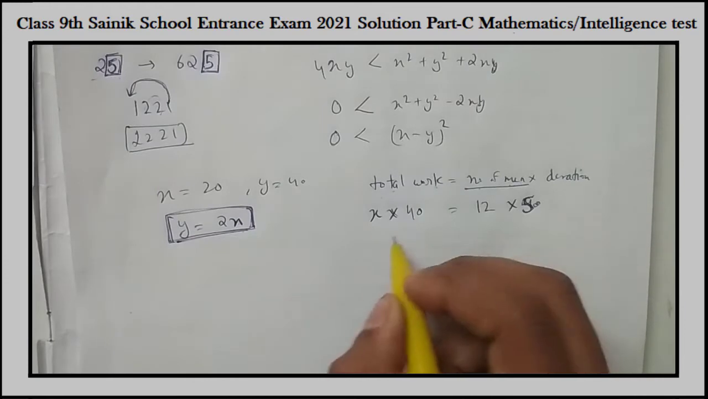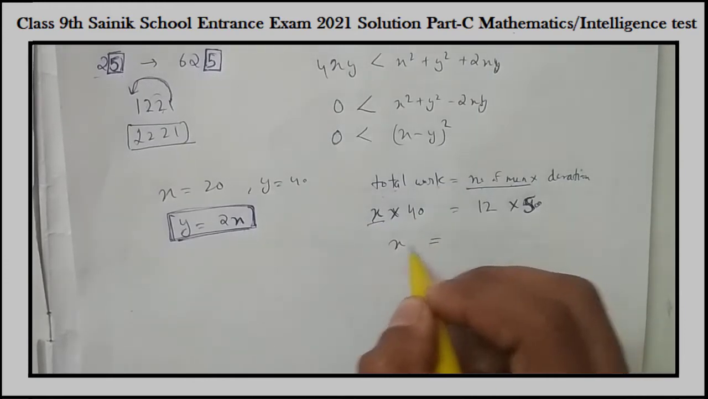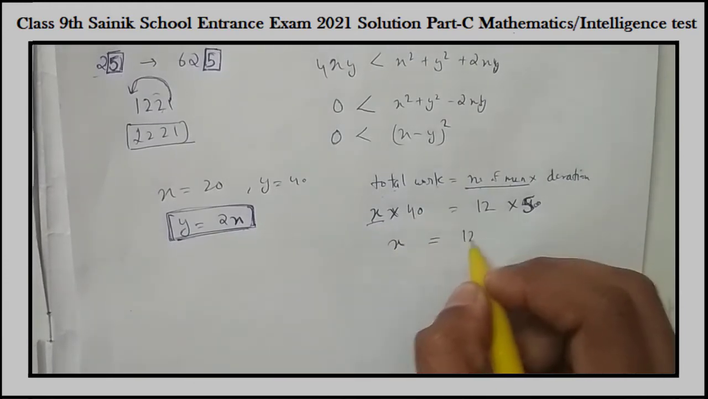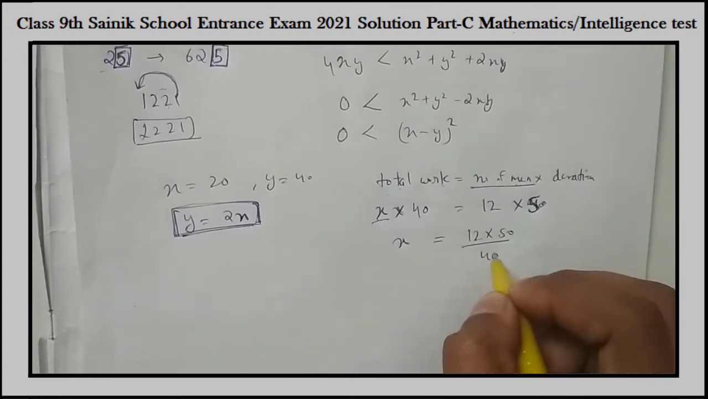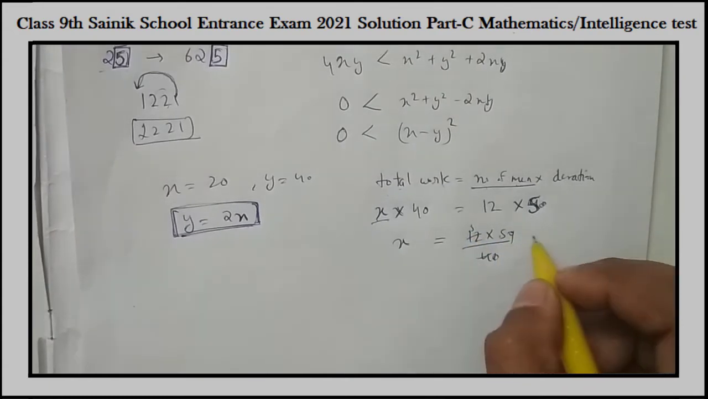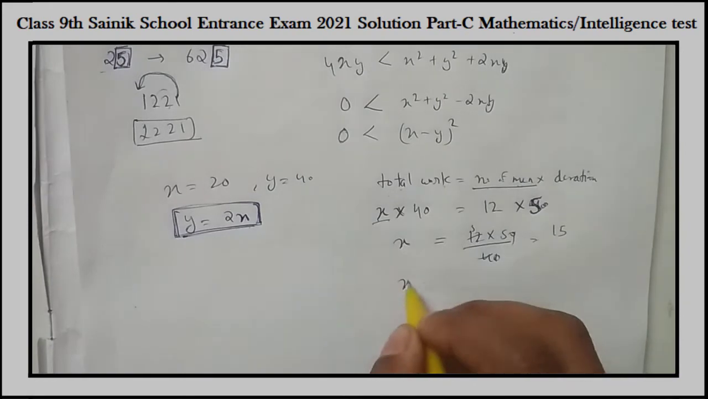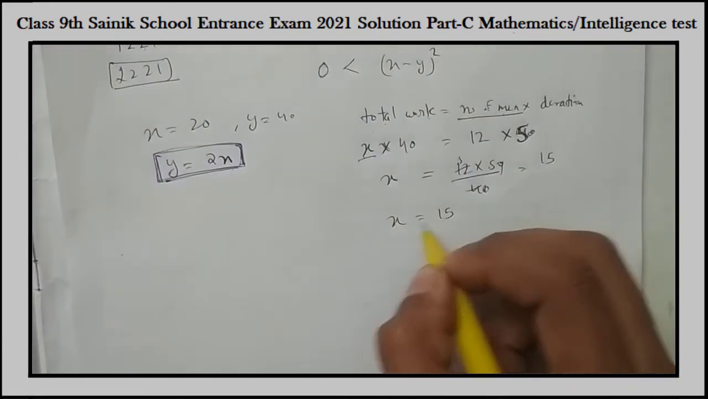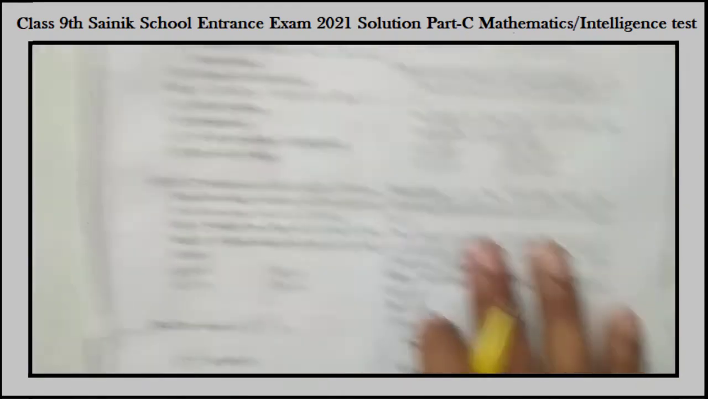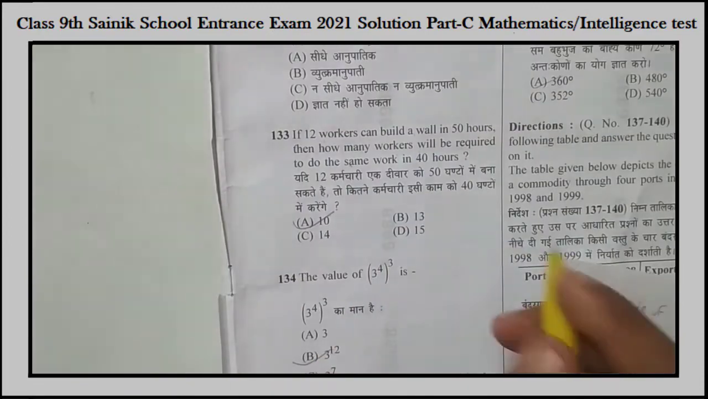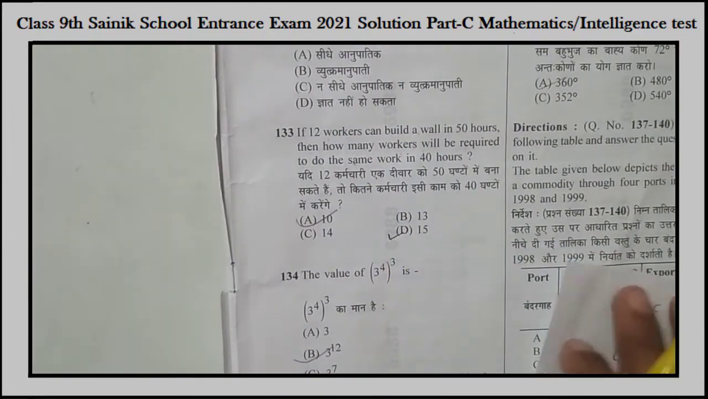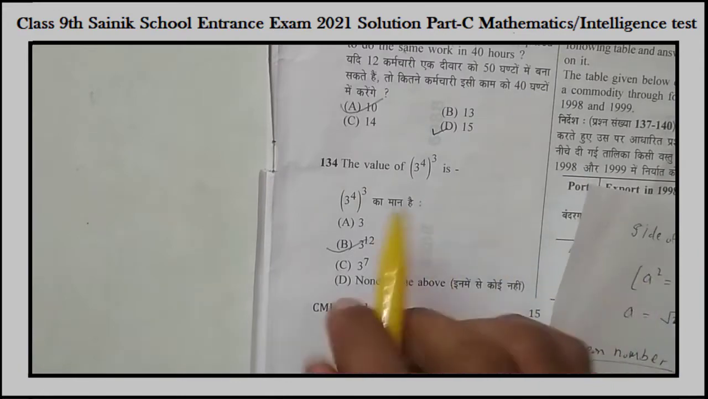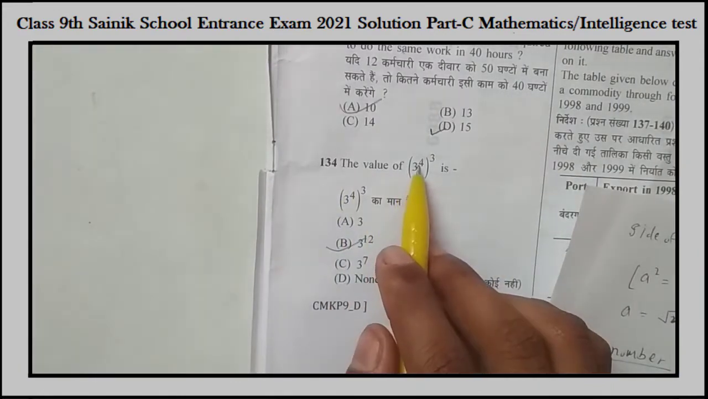Duration is 40 hours. So from here we can easily calculate the value of x is 12 multiplied by 50 divided by 40, 4 threes are 12, and it will become 15. So the number of men will be 15. So the correct answer is D, 15.